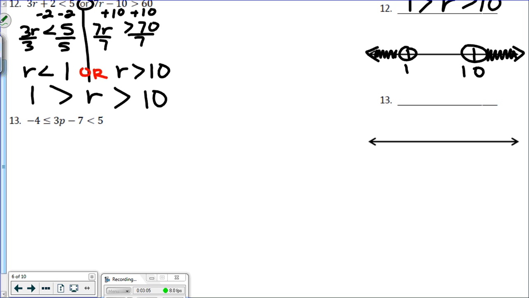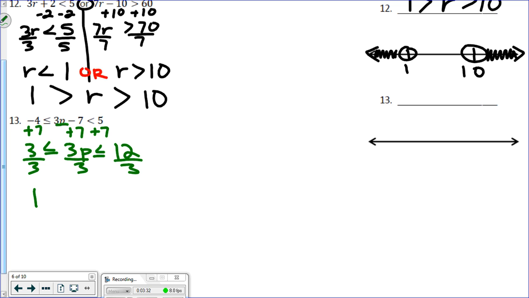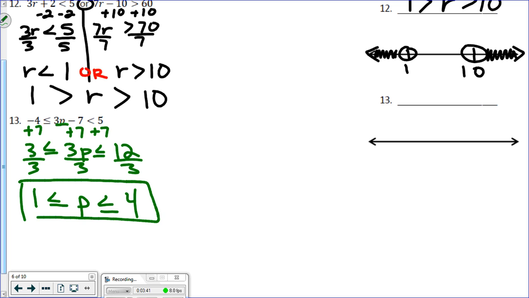Taking a look at number 13, our p is stuck in the middle. So I'm going to start by adding 7 to all three sides. Then you get 3 is less than or equal to 3p, which is less than or equal to 12. 3 is being multiplied by p, so we divide everything by 3. You get 1 is less than or equal to p, which is less than or equal to 4. That is your final inequality. So we're going to write that on our answer line.